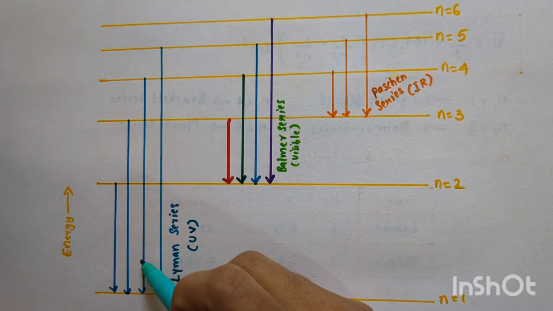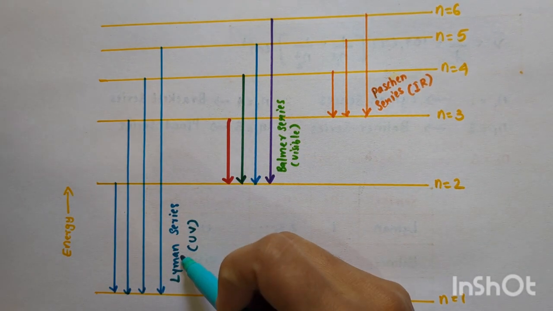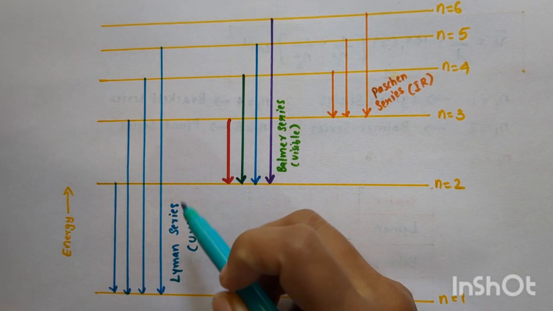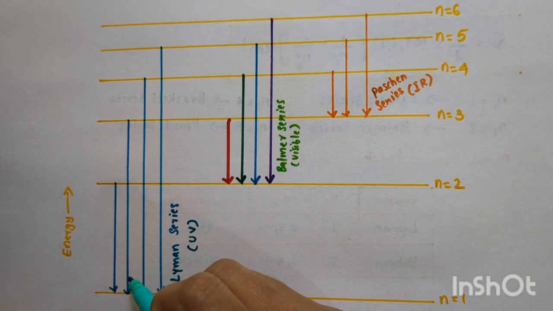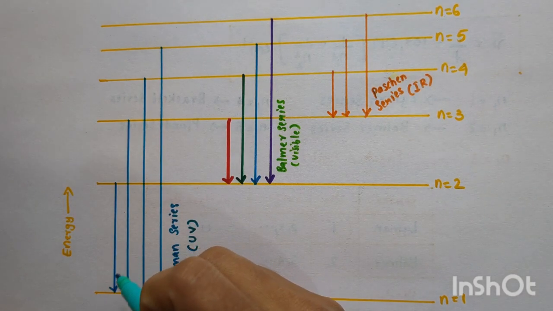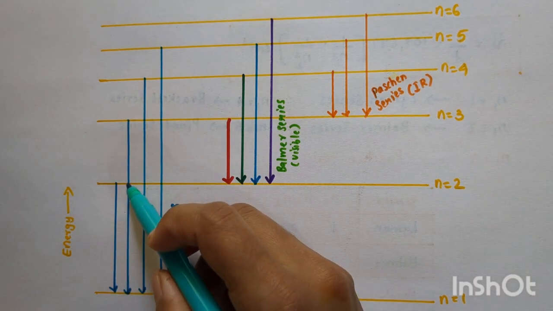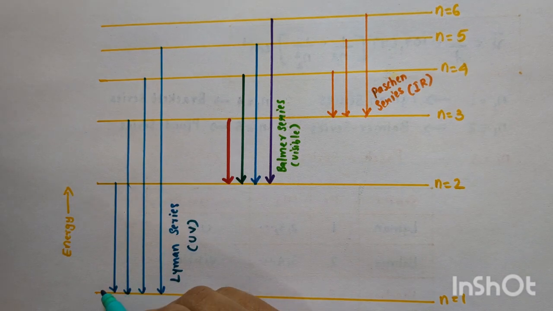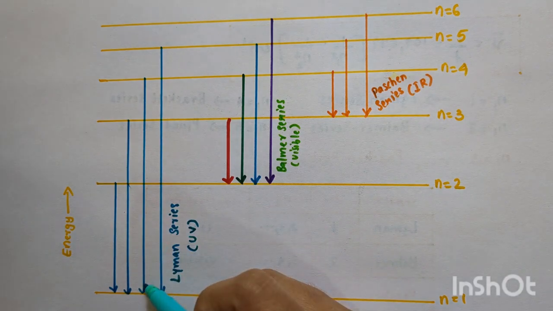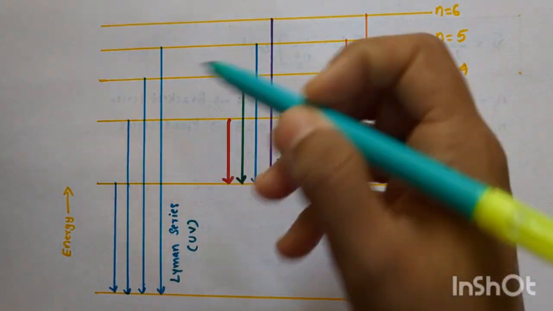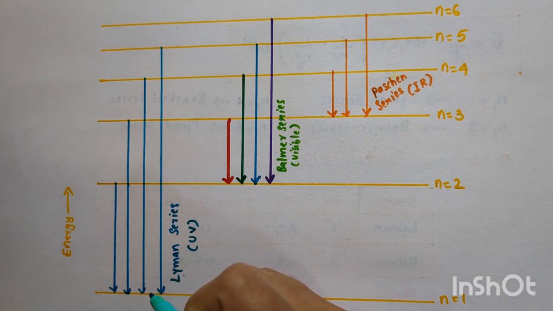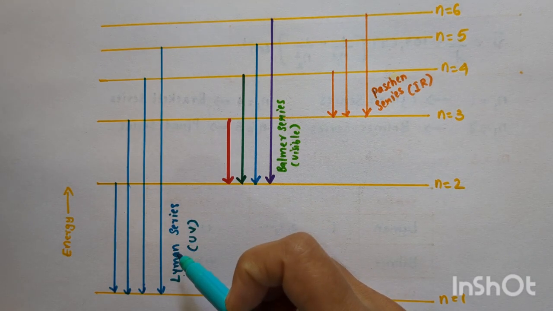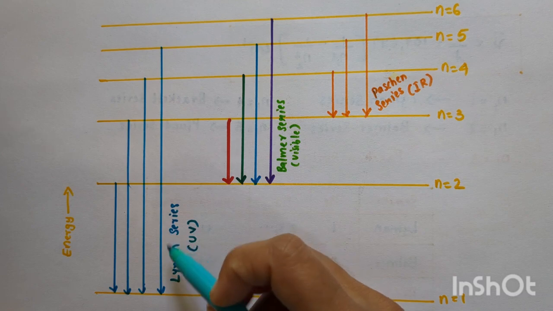We know that in the Lyman series, n1 has the value 1, and n2 can have values 2, 3, 4, 5, etc. So here n1 equal to 1 is the lowest level. If the transition of the electron is from n equal to 2 to n equal to 1, we get the Lyman series. Similarly, n equal to 3 to n equal to 1, n equal to 4 to n equal to 1, n equal to 5 to n equal to 1, etc., are all the Lyman series. In the Lyman series, the spectral region consists of ultraviolet radiations.